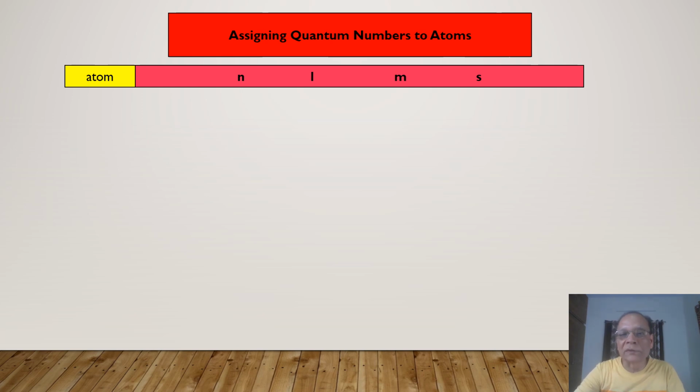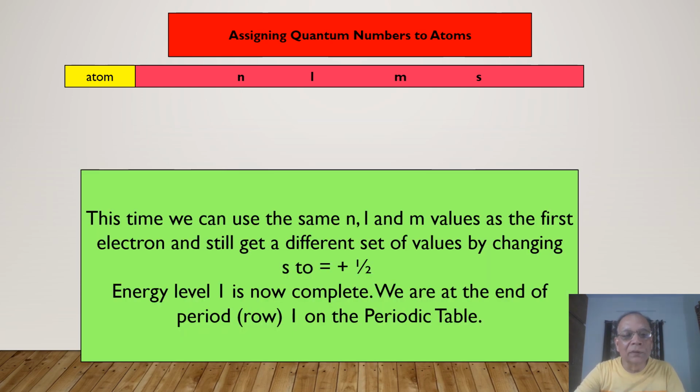Let us take another example. This time we can use the same N, L, and M values as the first electron and still get a different set of values by changing S to plus half. Energy level L is now complete. We are at the end of period row 1 on the periodic table. So atomic structure is the basis of the formation of the new periodic table or the modern periodic table.